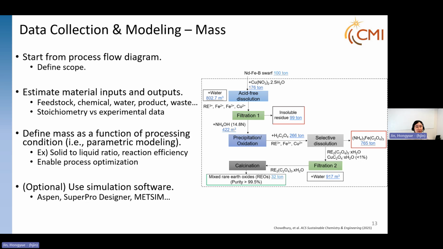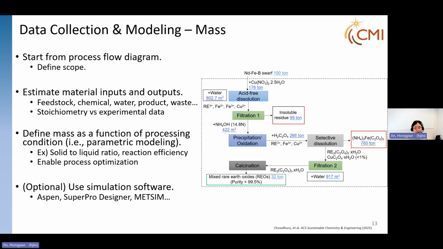Okay, the mass calculation. We first start from the process flow diagram, and we want to bound our scope, the system boundary. Which process, where do we want to start the process and where do we want to end the process? This figure on the right shows the example from the ADR technology I mentioned before. It uses a dashed box to show the boundary of the analysis, and it shows the processing steps.